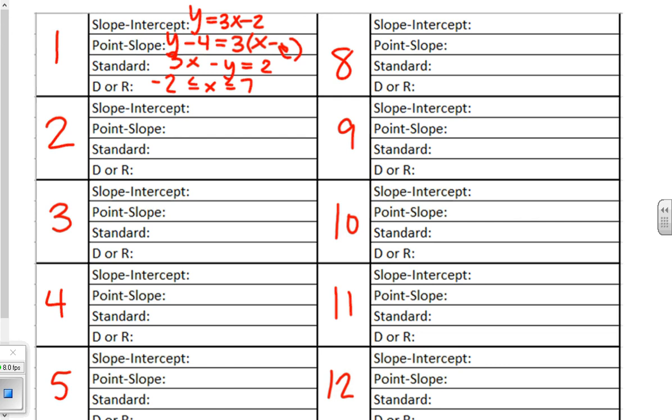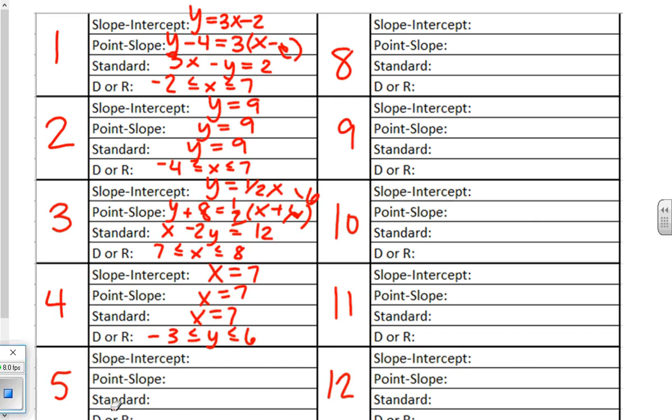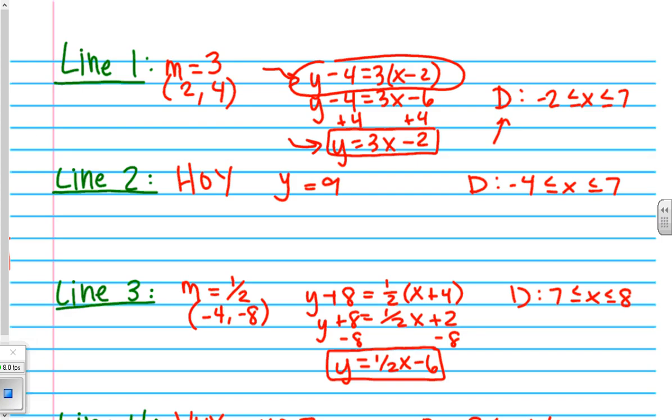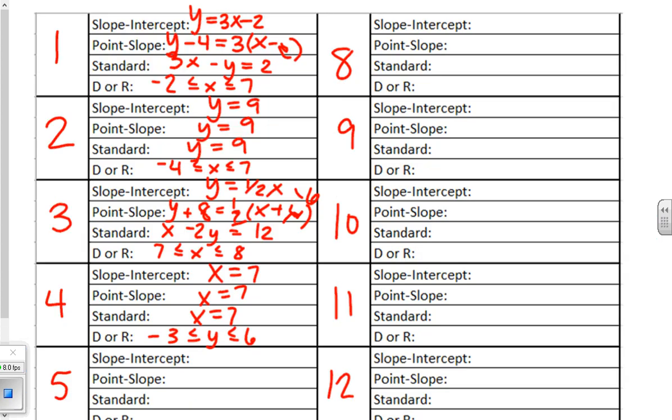By the time you finish, it will look something like this. You'll have everything filled in from your work page. All I did was transfer everything I had done work-wise onto this page. For every line, you'll have that slope-intercept form, point-slope form, standard form, and the domain or the range. You don't write both. Normally it'll be the domain.